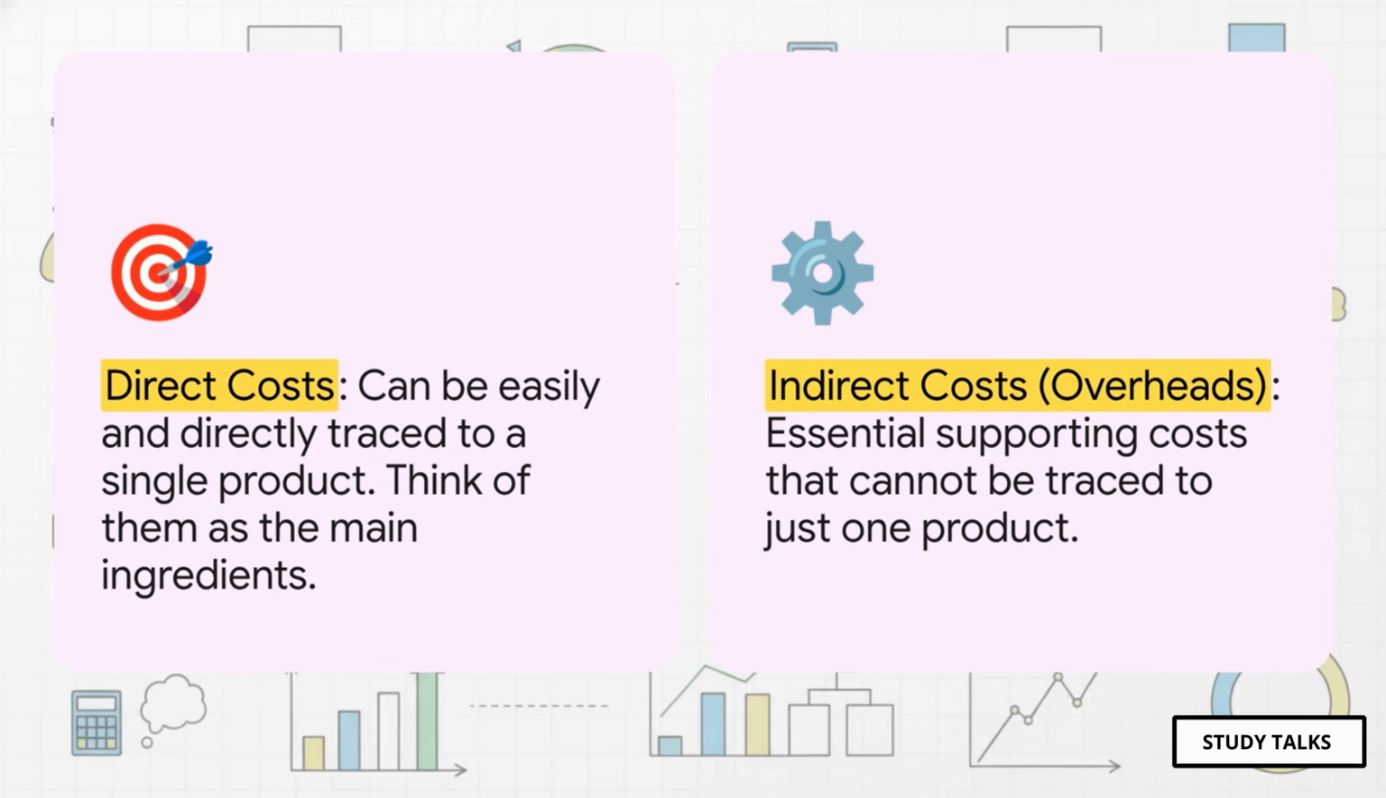Now, this distinction is absolutely crucial. So think of it like this. Direct costs are the ones you can physically point to and say, yep, that went into this specific product. They're the main ingredients. Indirect costs, which we call overheads, are more like the supporting cast. You need them to run the show, but you can't really assign them to just one actor or one scene. They're for the whole production.